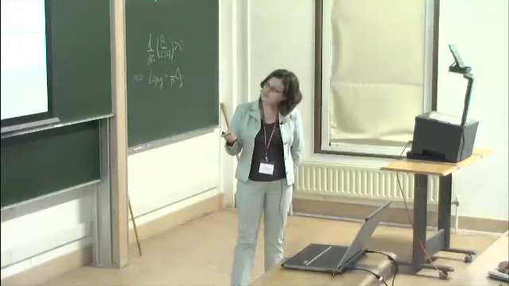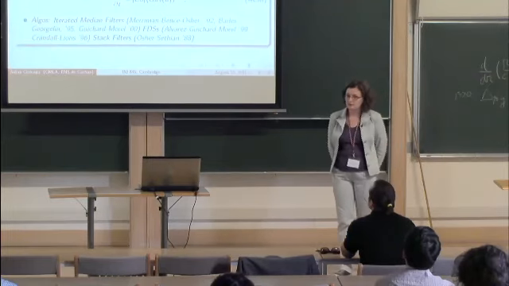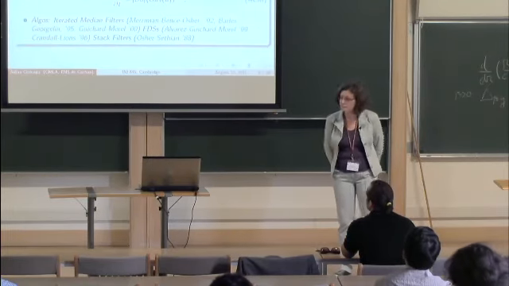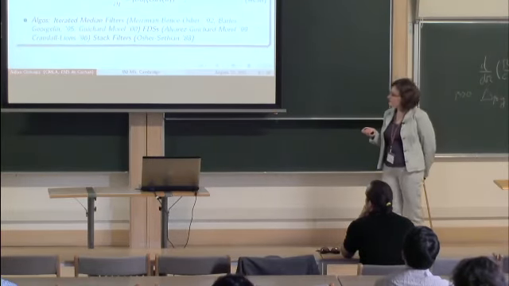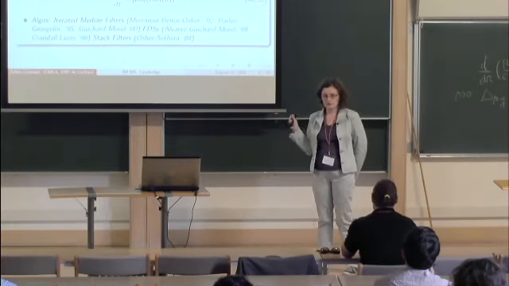And these two equations are basically the analytical variants of the equations that I've presented before. So here we deal with the mean curvature motion, which will be the level set formulation for the curve shortening problem, and also the affine curvature motion, that will be again the level set formulation for the affine shortening. And among the algorithms, I want to mention the iterative median filter, finite difference schemes, but also the stack filter that will act on level sets. Now, our work is based on these contributions.